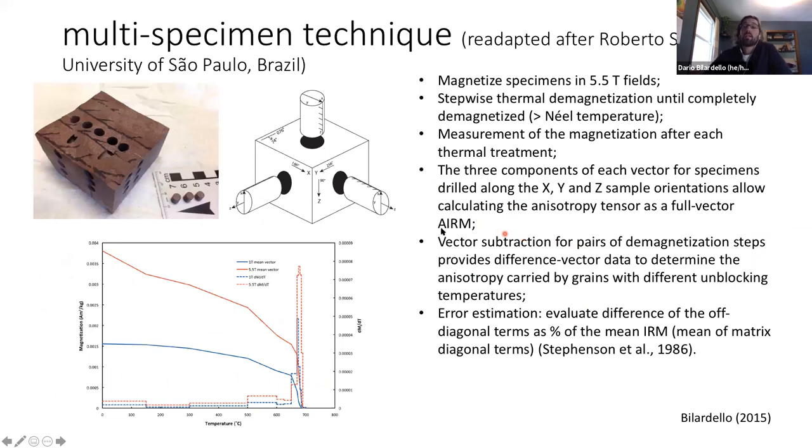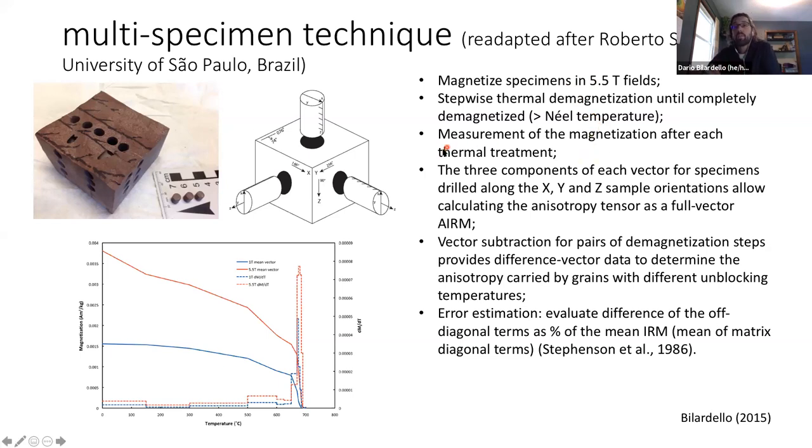Another technique that I developed is the multi-specimen technique. And this is to really isolate the components carried by different grain sizes of hematite. And this technique owes a lot to Roberto Siqueira, who was a technician in Sao Paulo, Brazil. And he developed a technique to measure the anisotropy of magnetite from ARMs applied in 3 orthogonal orientations, and then AF stepwise demagnetized, all right? And from the vectors from the different demagnetization steps, he could calculate by vector subtraction the tensor through those demagnetization intervals as full vector IRMs.